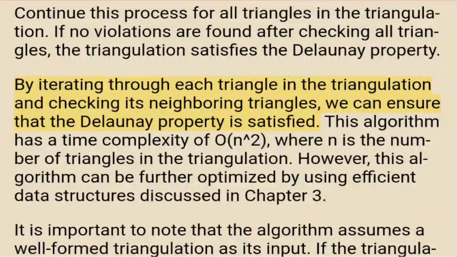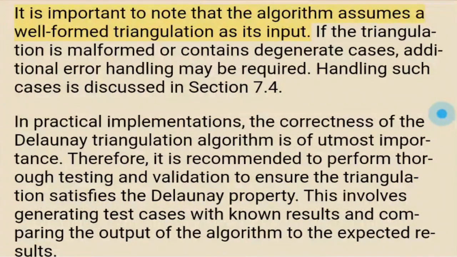By iterating through each triangle in the triangulation and checking its neighboring triangles, we can ensure that the Delaunay property is satisfied. This algorithm has a time complexity of n squared, where n is the number of triangles in the triangulation. However, this algorithm can be further optimized by using efficient data structures discussed in Chapter 3. It is important to note that the algorithm assumes a well-formed triangulation as its input. If the triangulation is malformed or contains degenerate cases, additional error handling may be required. Handling such cases is discussed in Section 7.4.